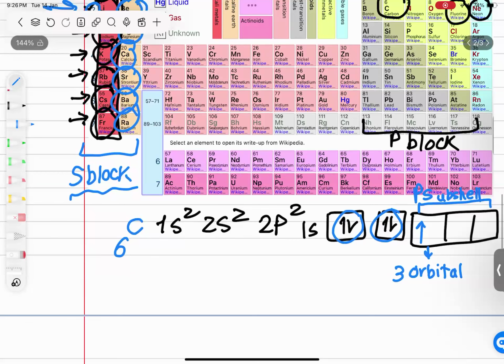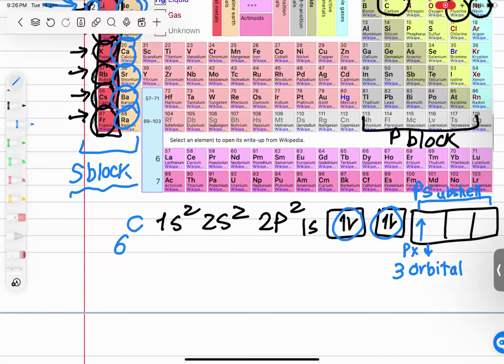We even call these px, py, pz. So where are you staying? I'm staying in the second floor. In which subshell, or which flat? In the p subshell. In which room? In the x room, px. What about the next electron? It tries to get away, so it will stay here.